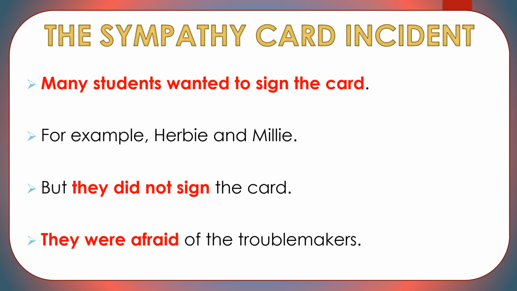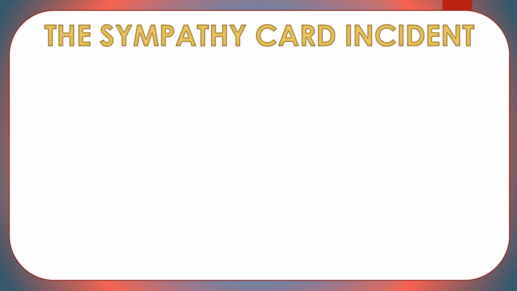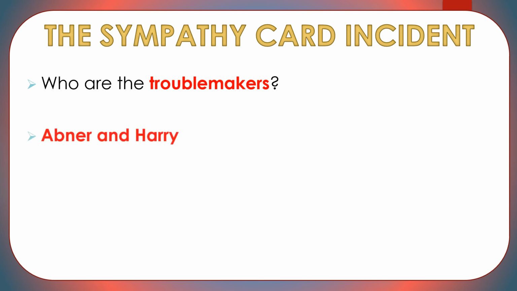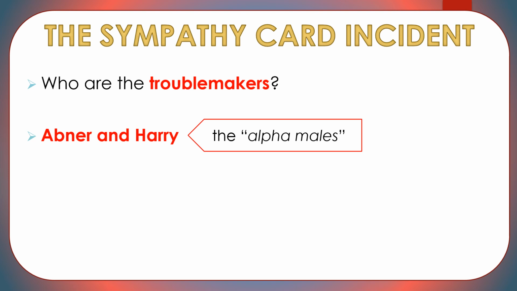So, who are these troublemakers? Well, in every class, there must be troublemakers. Mesti ada geng-geng something, right? And in Richard's class, ada lelaki, ada perempuan, alright? So, the first ones are Abner and Harry. They are the alpha males. What I mean by alpha males is budak-budak lelaki yang budak-budak lelaki lain takut dengan mereka. Alright? So, Abner and Harry are the alpha males.